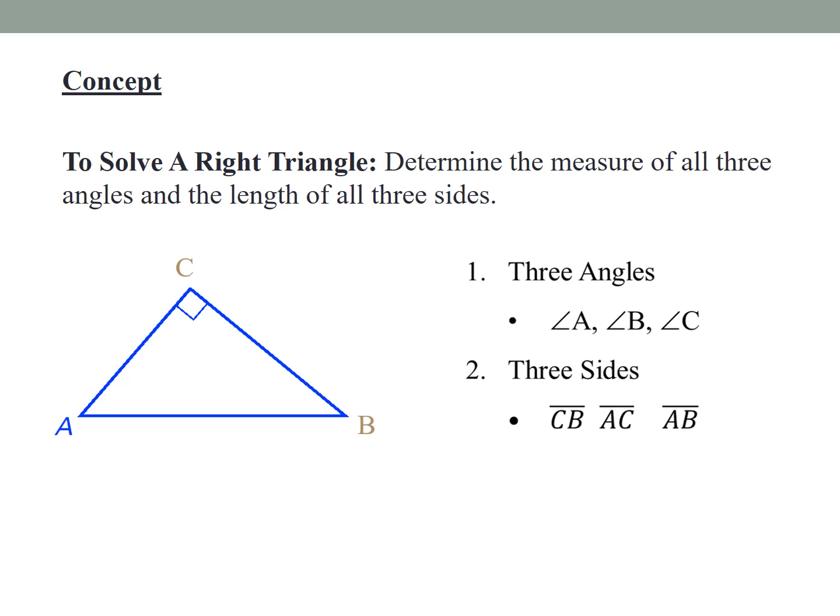Solving right triangle means find the measure of all angles and all sides of the triangle. For example, if you have the triangle ABC, the three angles are angle A, angle B, and angle C, and the three sides are CB, AC, and AB.